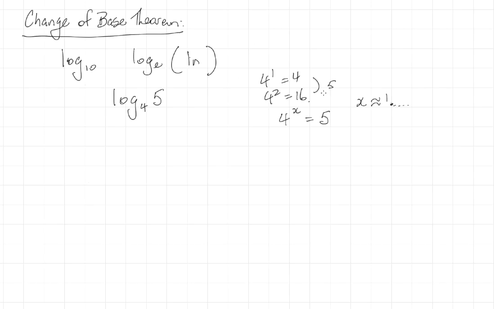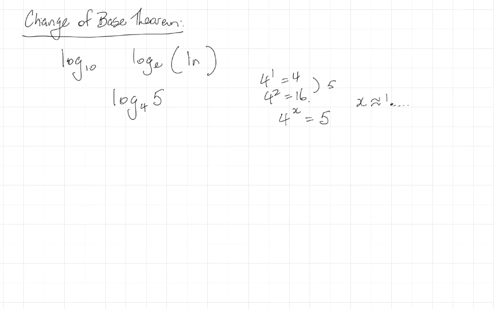And there's no way we can work it out with ratio and proportion. We can't say, well, there's a gap of 12 between 4 and 16, so don't think that way. That's not the way logarithms work. So you don't have to come up with some way of working out this value of x, so that when we raise 4 to that power, we're going to get the number 5.